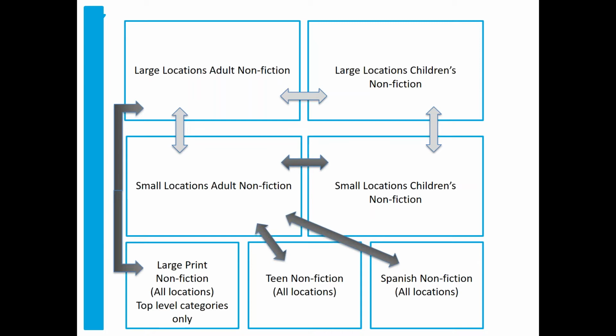The darker arrows show where some of our collections are closely related, and our final scheme was either taken wholesale, as the teen nonfiction collection was from the small location adult nonfiction scheme, or in the case of the large print, that scheme is the top level categories of the large location scheme. So they are closely related and they correlate very well.